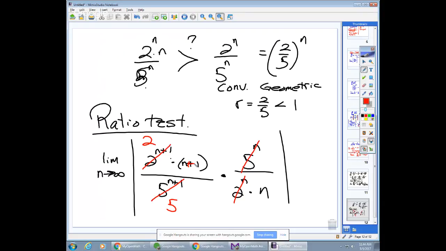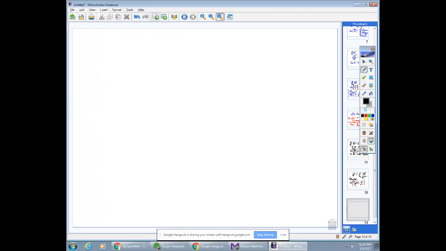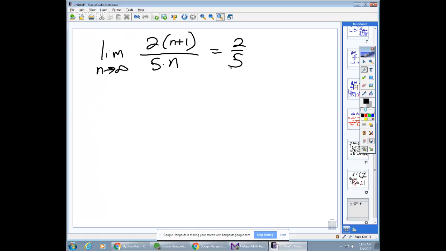So what do I have left? New page. All right, I think I don't need the absolute value anymore, right? So I got the limit as n increases of 2 times n plus 1 over 5 times n. You guys with me there? And that's just polynomials of the same degree. The leading coefficients take control, and so the limit of this must be 2/5, which is less than 1. And so we have convergence.